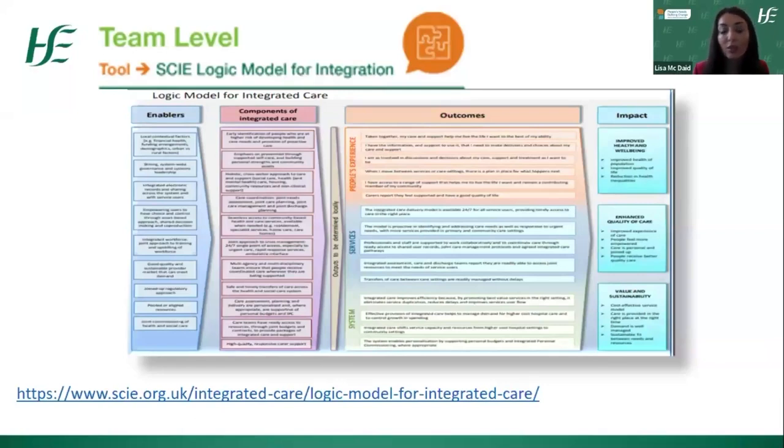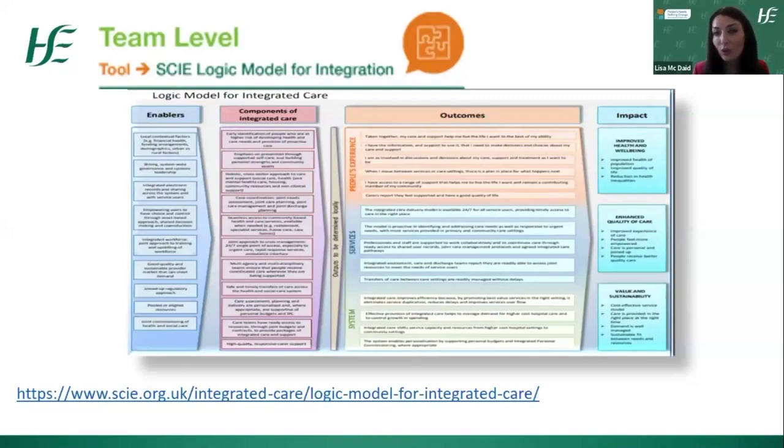The logic model is really useful because it is a visual description of what good looks like, showing how a fully integrated health and social care system might be structured, but also how it might function. It outlines the key outcomes and benefits that it should deliver for those who use the services and their carers. So it describes the key enablers of integration, the components and the activities of integrated care, while also describing the outcomes for those who use the services, for the integrated services, and also for the wider health and social care system.